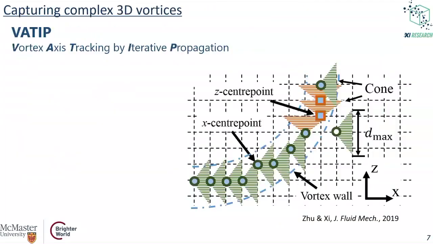So we developed this method called vortex axis tracking by iterative propagation. The idea is to start with the cone detection method from Hussein's group. We do a detection cone, we go forward, and keep on connecting with the next point until you have no point to connect anymore. Then you change direction, and keep on going in the other direction. When there are no more points, you change to another direction. Then you keep on iterating between all three directions, until the axis line you have extracted has converged.